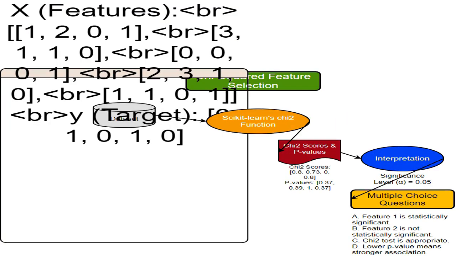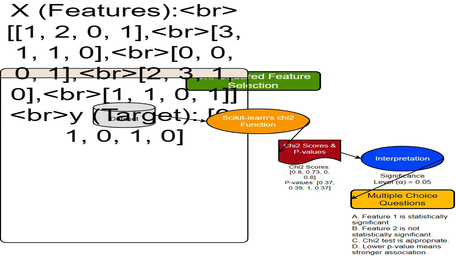The chi2 function gives me 2 key outputs, chi2 scores and p-values. The chi2 score measures the association between each feature and the target variable. Higher scores suggest stronger relationships. The p-value tells me the probability of observing the results if there's actually no relationship.